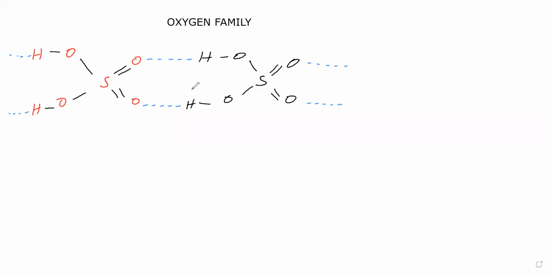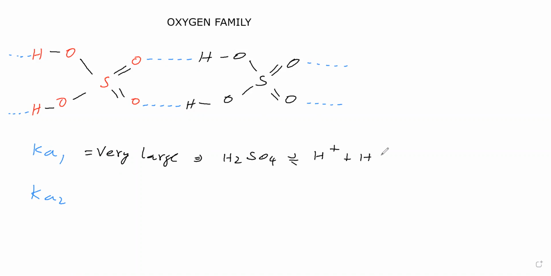Sulfuric acid is a dibasic acid. Therefore, it can give 2 H plus ions, so it will have 2 Ka values, Ka1 and Ka2. How will Ka1 and Ka2 be? Sir, Ka1 is very large. Ka1 is very large. That means sulfuric acid completely dissociates to give H plus and bisulfate.